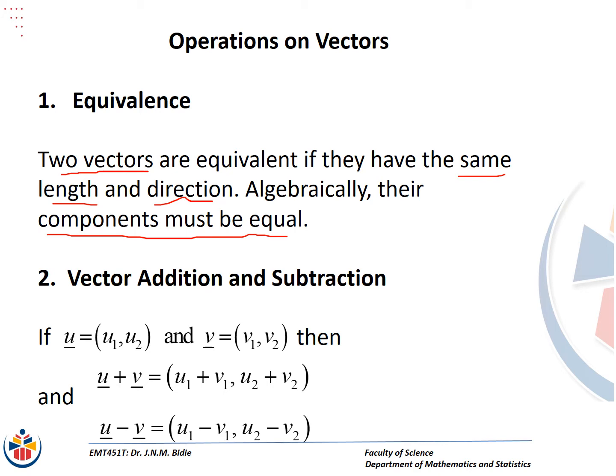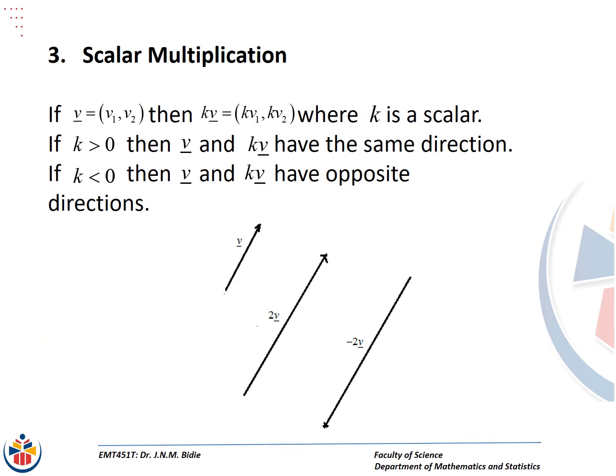Now, if we want to add or subtract two vectors, we add the corresponding components or subtract the corresponding components. We move on to scalar multiplication. When we multiply a given vector by a scalar, in this case we say our scalar is k, then it means we multiply each component of that vector with that scalar.